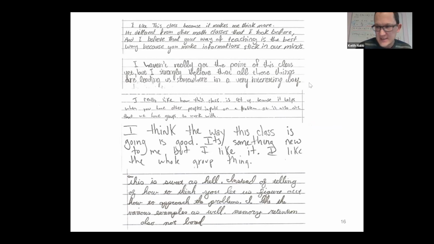The second comment is also pretty common. You know, I haven't really gotten the point of this class, because they're like, why aren't you feeding me information, right? Why are you making us think? So they will be very honest and share that with you. But if you don't mind indulging me, look at the last comment, right? So this student, PG-13, this is sweet as hell, right?